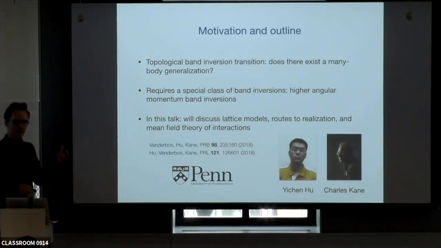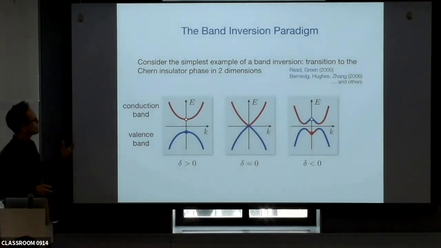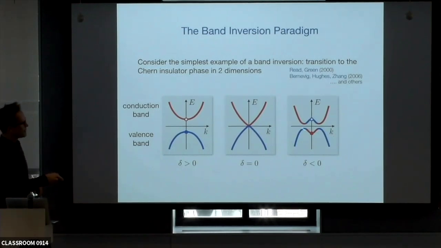Okay, so let me start by just beginning with the notion of a band inversion and take the simplest case, which is the transition to a Chern insulator in two dimensions. So that involves two non-degenerate bands. And so here on the left side would be the uninverted case, and on the right side here is the inverted case, and that would realize the Chern insulating phase. And so you can parametrize this band inversion by a mass or a band inversion parameter, which I here call delta.